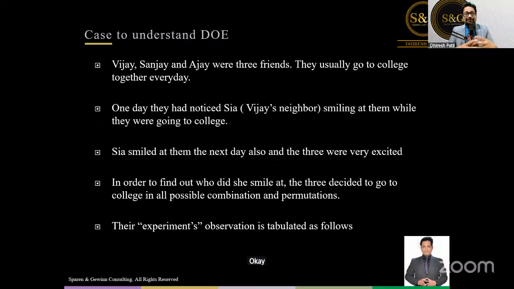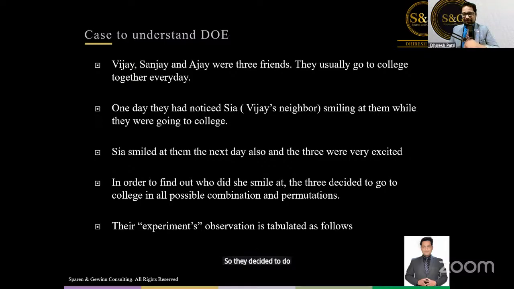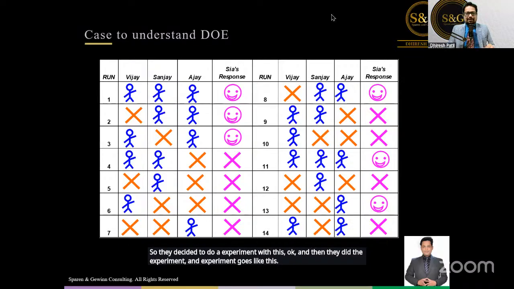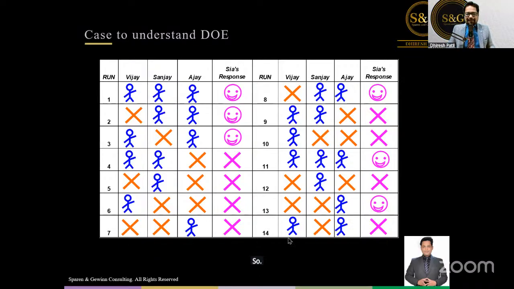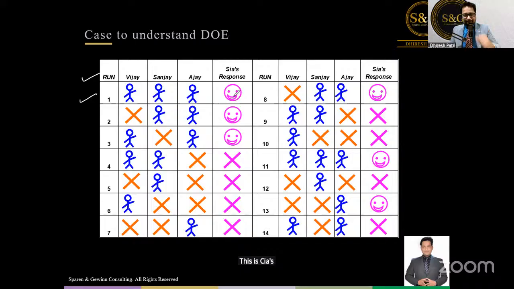Now because they were learning design of experimentation in their college, they decided to do an experiment with this. And the experiment goes like this. In the experiment, each attempt is called a run. So in the first run, in the first trial, all the three members went, Vijay, Sanjay and Ajay, and Sia. This is Sia's response. She was smiling.